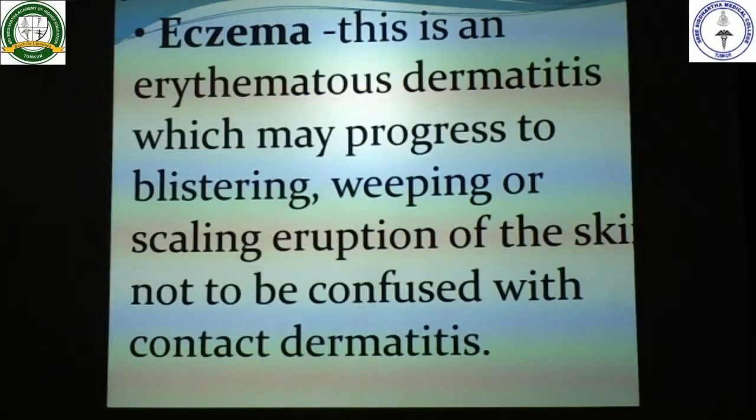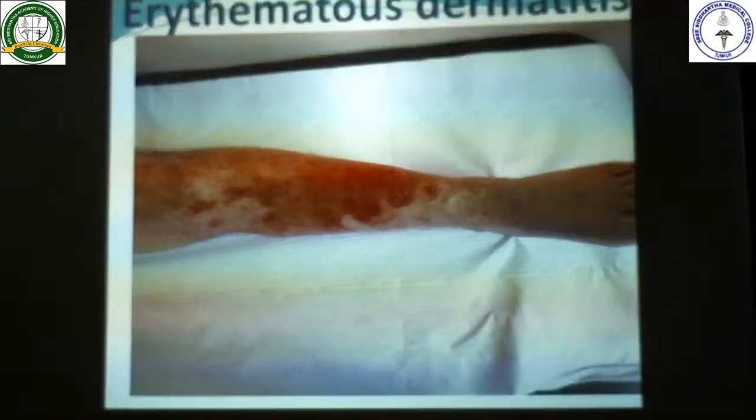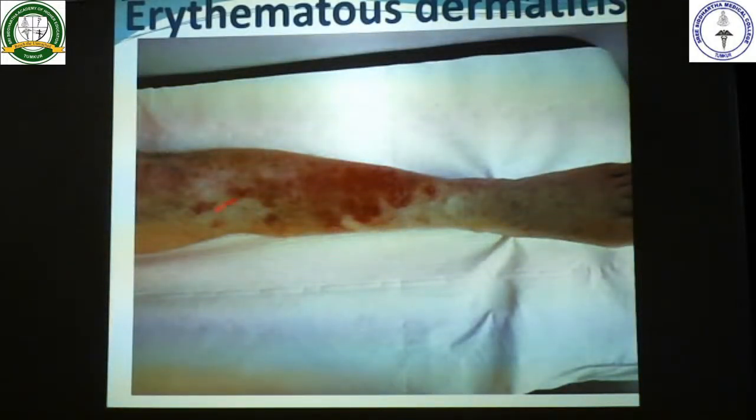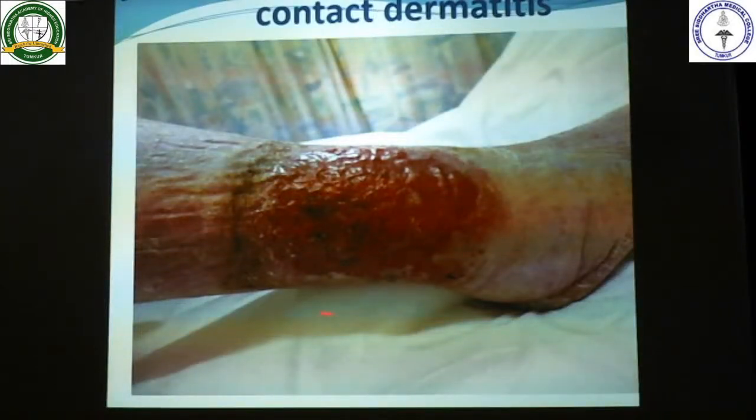Then eczema. Eczema means an erythematous dermatitis which may progress to a blistering, weeping or scaling eruption of the skin, not to be confused with contact dermatitis. This eczema lesion appears similar to contact dermatitis. So this is erythematous dermatitis, a sign involved in varicose veins, whereas this also looks the same, but this is contact dermatitis. Here the pathology is different.